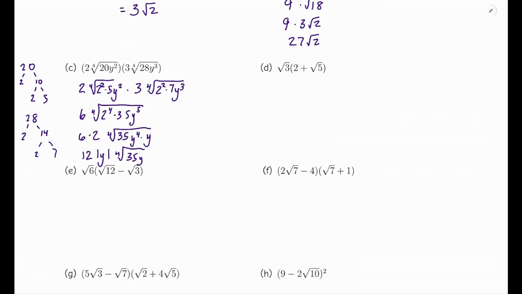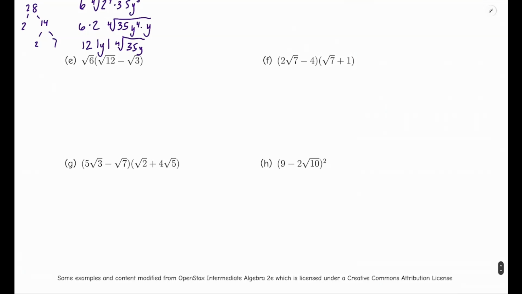Part D, because of the parentheses, we need to distribute. Square root of 3 times 2 is 2 square root of 3. Square root of 3 times 5 is square root of 15. Neither of those can be simplified. They're not like terms, so they cannot be combined. So we are done.